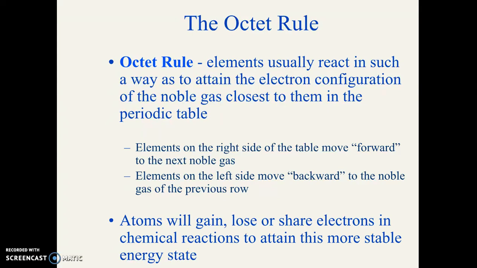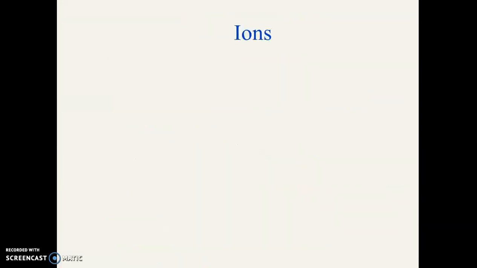Atoms will gain, lose, or share electrons in chemical reactions to attain this more stable energy state, to get to 8. That's their point. So any of the chemical reactions that we're going to do in our next couple of units, when we start looking at bonding and ionic and covalent bonding and nomenclature, we're going to start naming compounds. When we do this, you're going to come back to valence electrons all the time and the octet rule. Well, what is it going to do to try to get to 8? Is it going to gain or lose, and how many will it gain or lose?